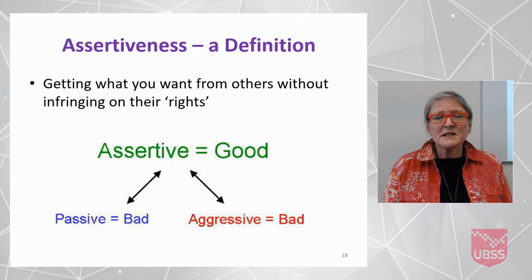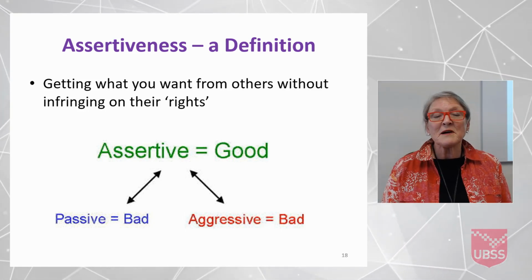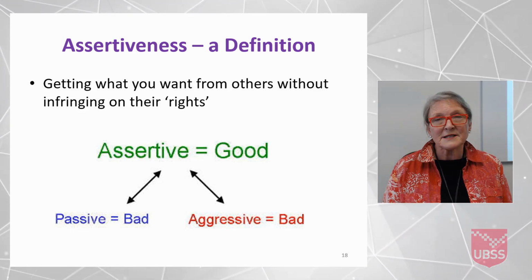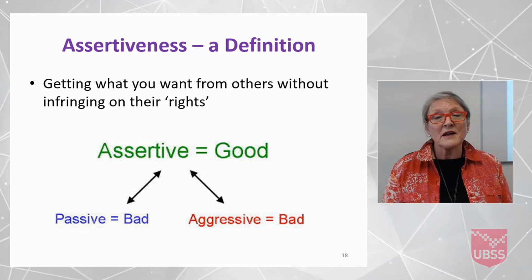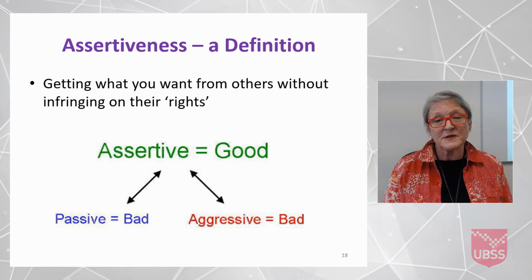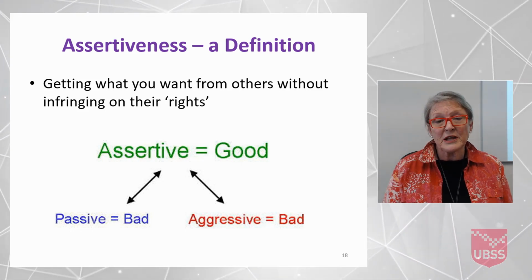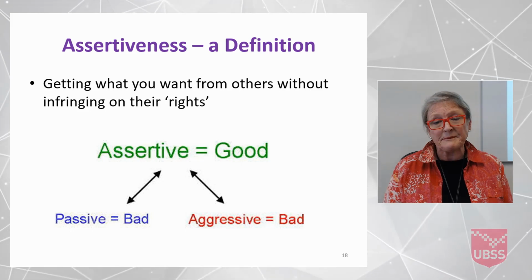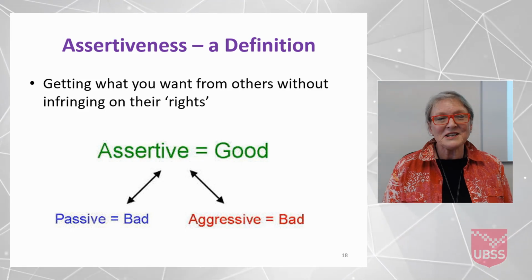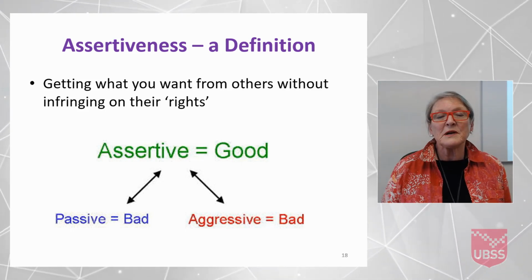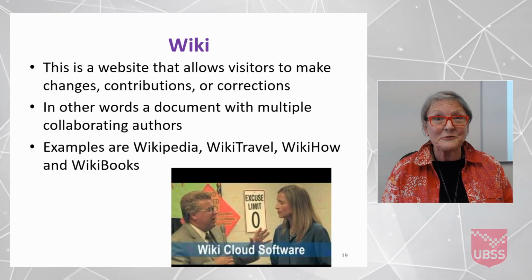Another question involves assertiveness. And remember, the definition of assertiveness is getting what you want from others without infringing on their rights. Being assertive is a good attribute to have, a good way to express yourself. Being passive, where people walk all over you and you're never able to say what you think and feel, is not good for you. It's bad. Being aggressive is also bad. It gets what you want by infringing on other people's rights. It's not good. It's very aggressive. Quite a few people are aggressive.